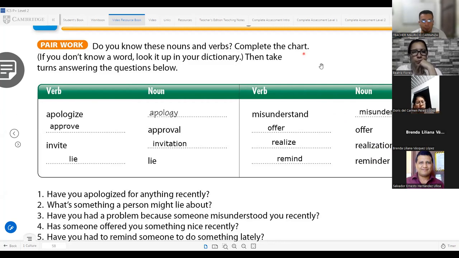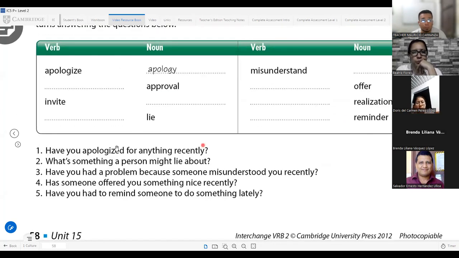If not, okay, I will give you some time to discuss these questions. There are 5. Have you apologized for anything recently? What's something a person might lie about? Have you had a problem because someone misunderstood you recently? Has someone offered you something nice recently, and have you had to remind someone to do something lately?